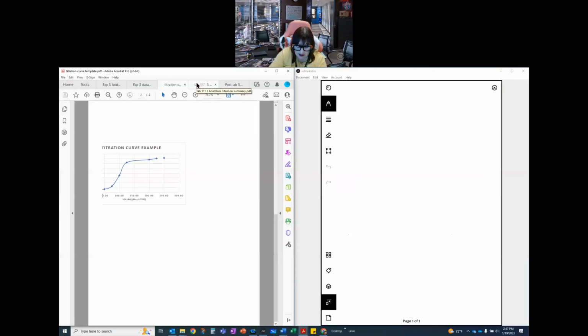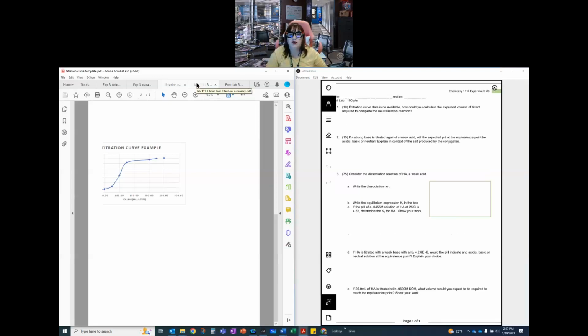Post-lab. So in your post-lab, it says if your titration curve data is unavailable, how could you calculate the expected volume of titrant required to complete the neutralization reaction? So if you didn't have a titration curve, how would you do that? Give it a thought. There have been some calculations that we've been doing that you should be able to use to do that. Okay? So give me an explanation of one way that you might be able to do it based on what you've done in the past. Doesn't matter what you say, as long as what you say makes sense. I have no specific answer that I'm looking for there.